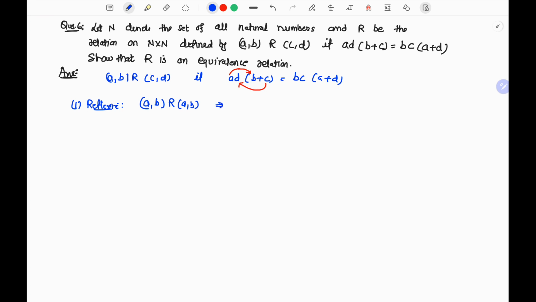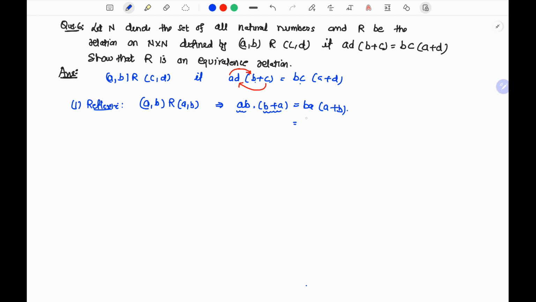This implies that AB into B plus A is equal to... here, if we see the above expression, B plus C comes in product form first and then A into D becomes addition later. So we will write it as BA, the product form of this B plus A, and then the addition form of this AB, that is A plus B. And we know that in natural numbers, commutative law holds for addition as well as multiplication.